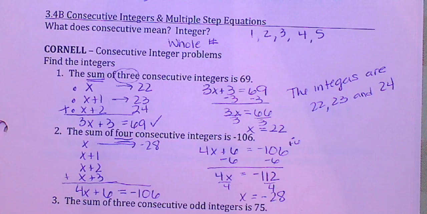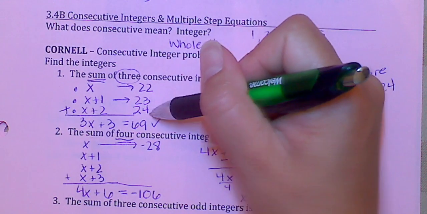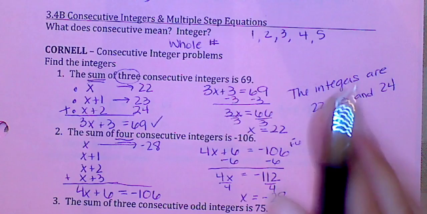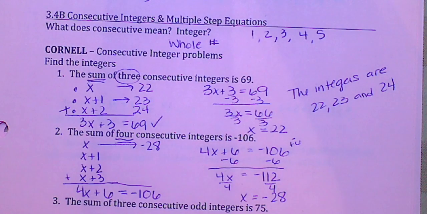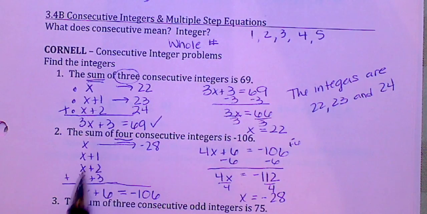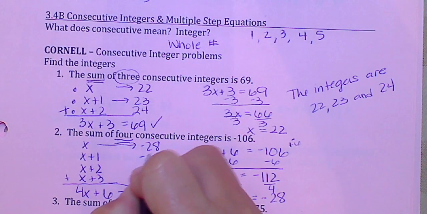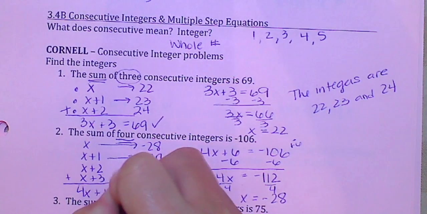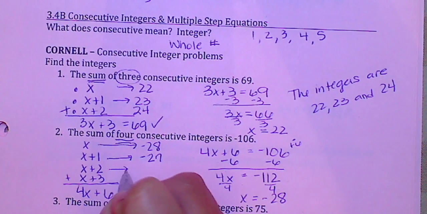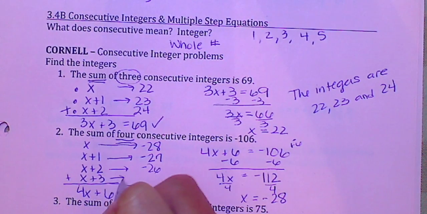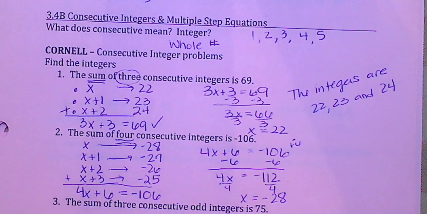You have to be careful here. Generally they go up, but when they are negative, even though they are going up, they will seem as though they're going down, because when you add negative 28 plus 1, you don't get negative 29, you get negative 27. And then you get negative 26 and negative 25.